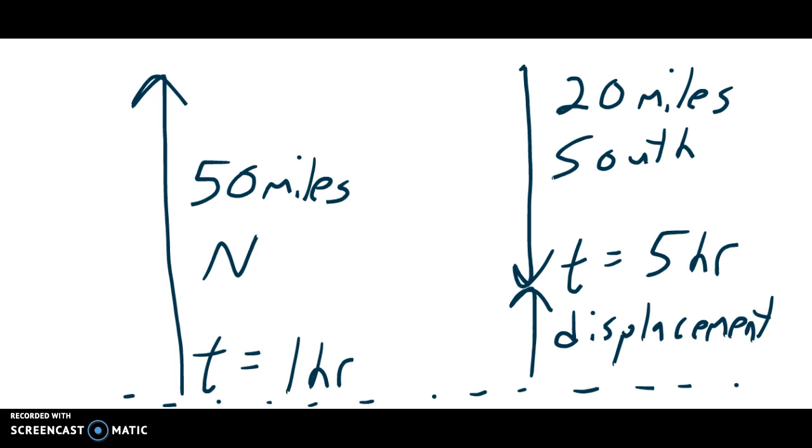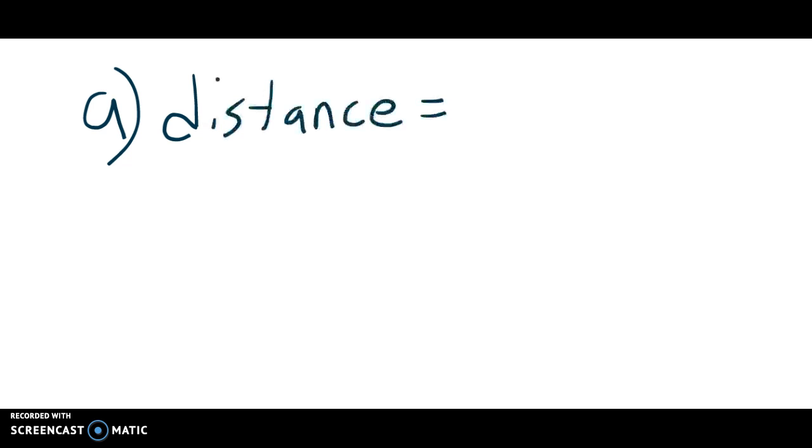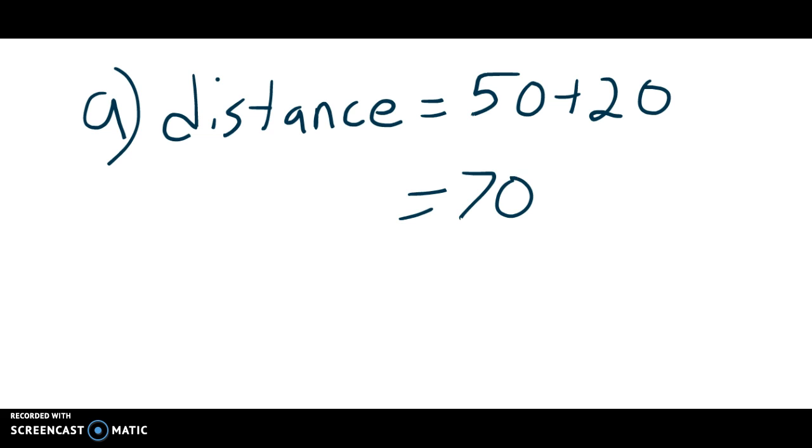Now that everything's drawn, I can begin to actually answer the questions. Part A asks us to answer what the distance traveled was. Simply add the two distances because their direction does not matter. So distance equals 50 plus 20, which is 70 miles. Don't forget your units.